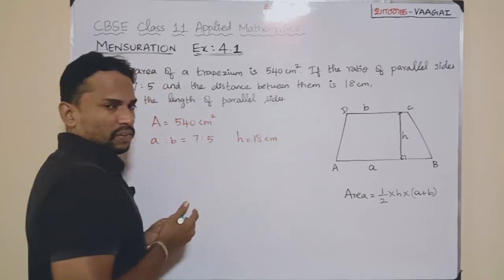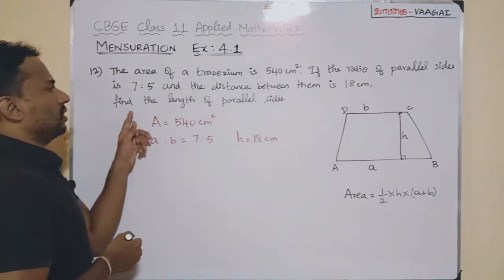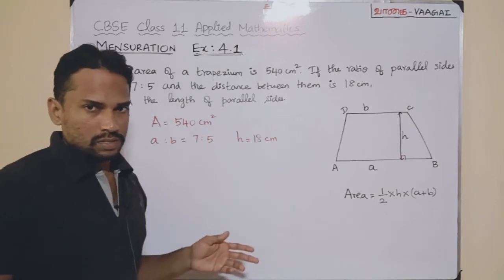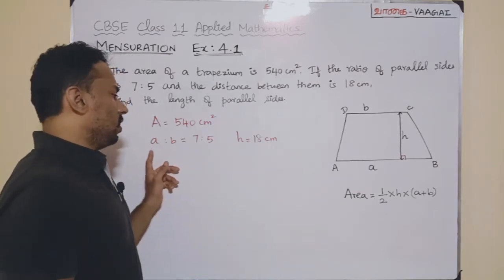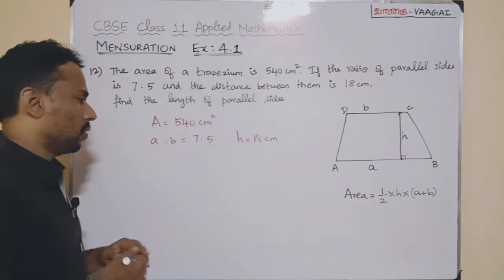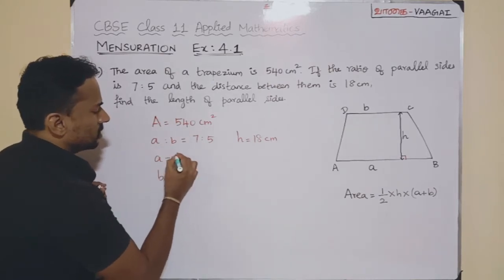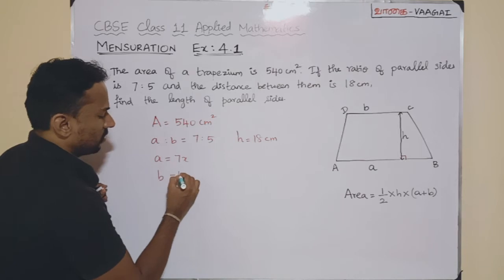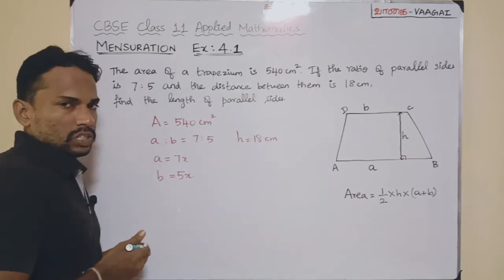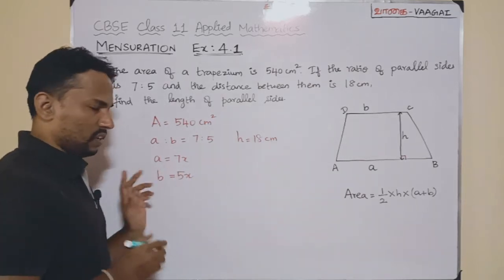Now what do we need to find here? We need to find the length of the parallel sides. That's it, very simple. That means we need to find the values of A and B. Since we have the ratio, let me take A as 7x and B as 5x, because the ratio is 7:5. So A is 7x, B is 5x.